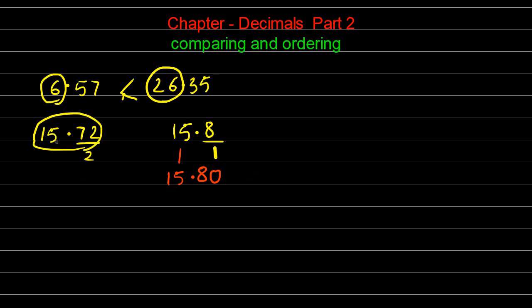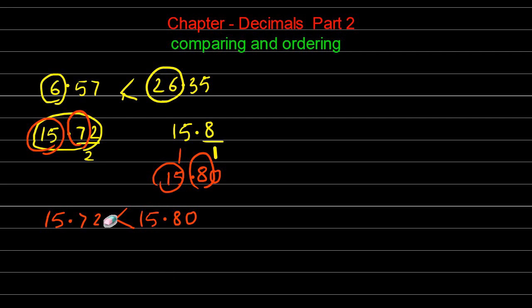So let's compare now. First we'll compare the whole number which is the same, 15 and 15. Let's go to the next position, that is the 10th position. Here we have 7 in the 10th position and here we have 8. Naturally 8 is greater than 7. So 15.72 is smaller than 15.80. So this is how you can compare decimal numbers.